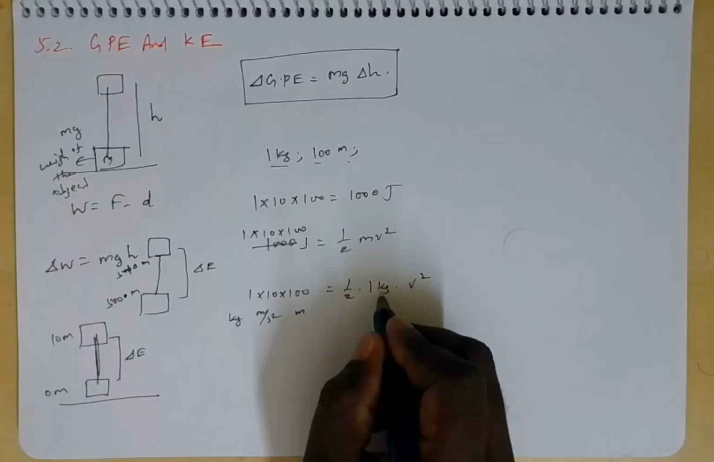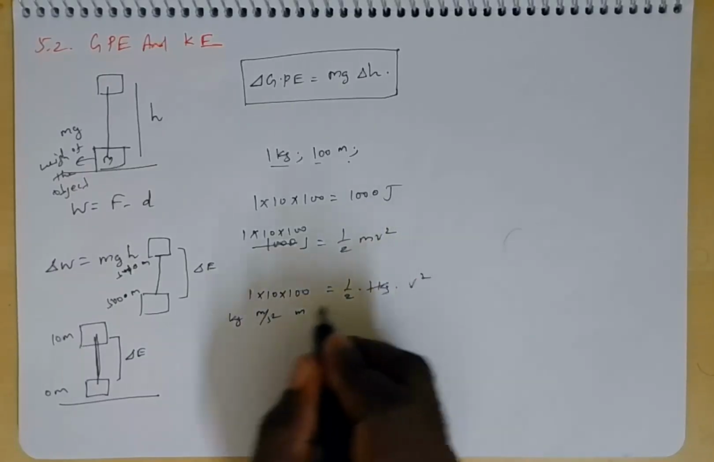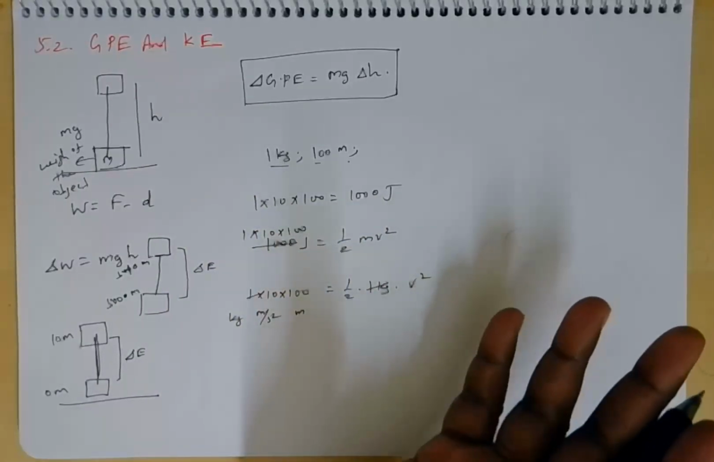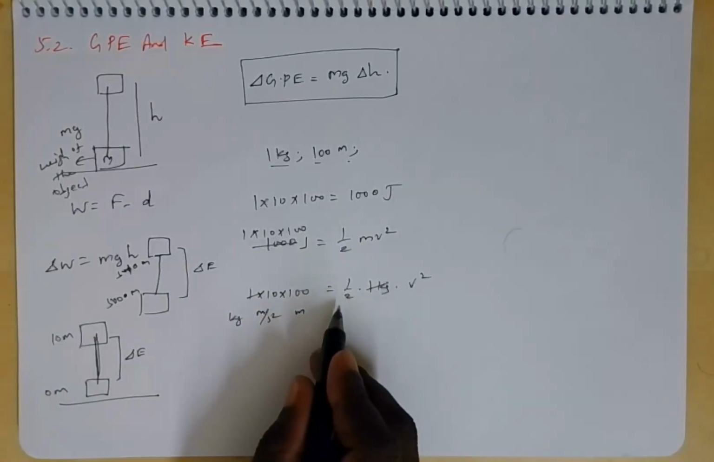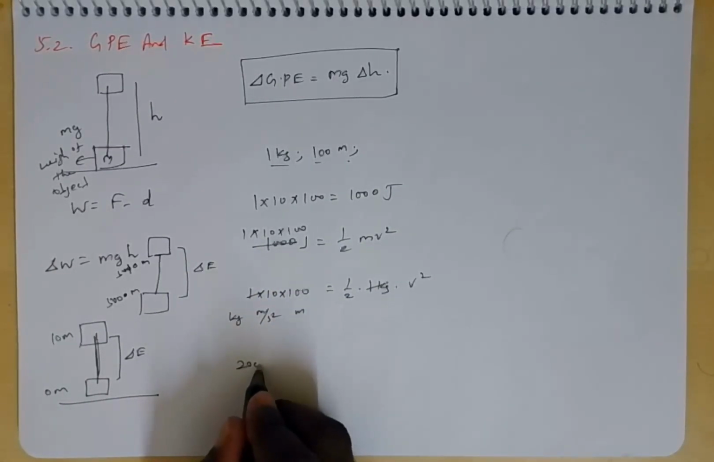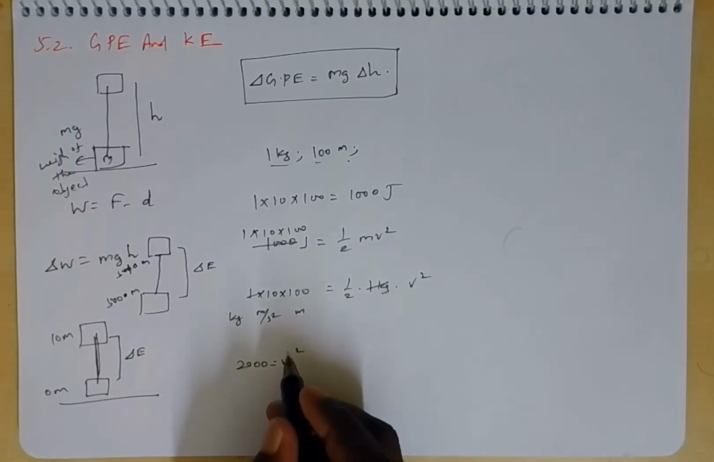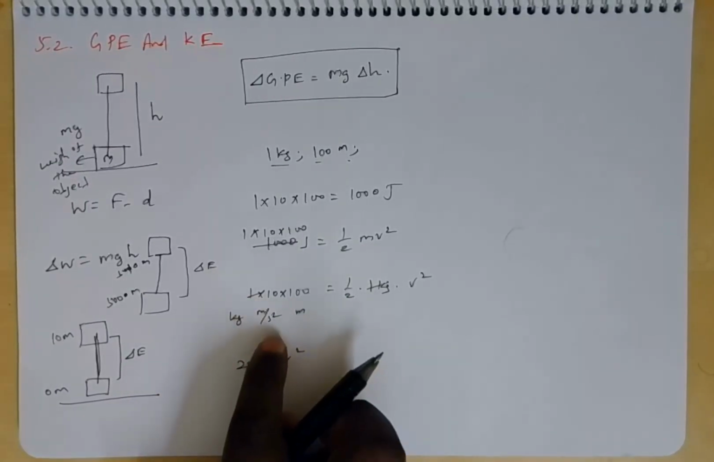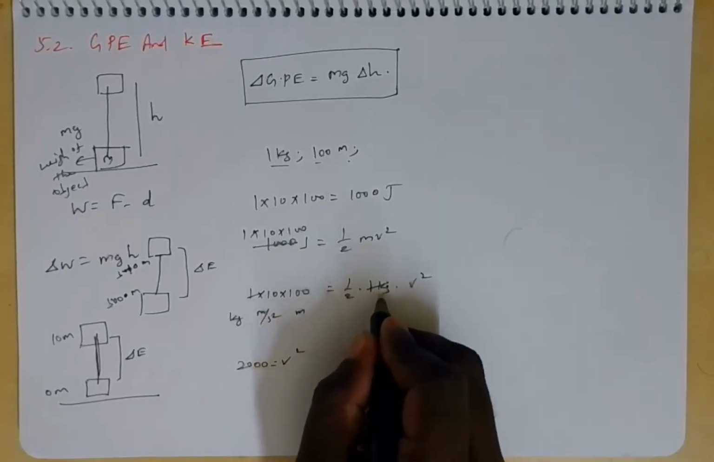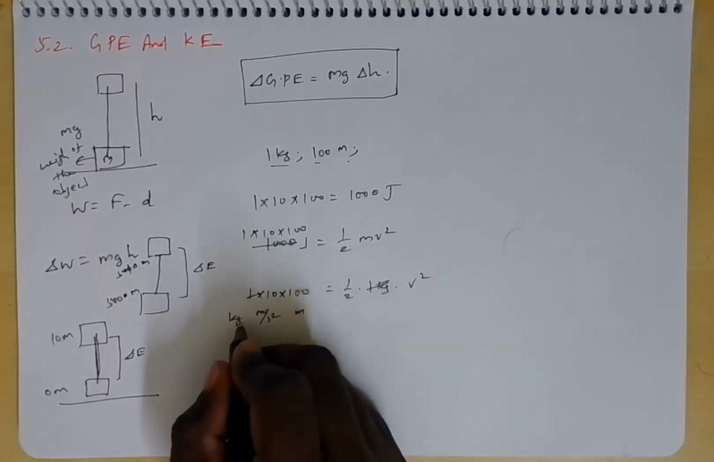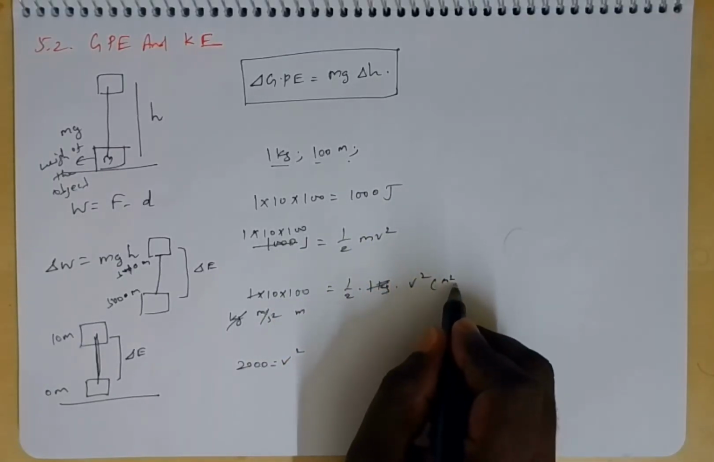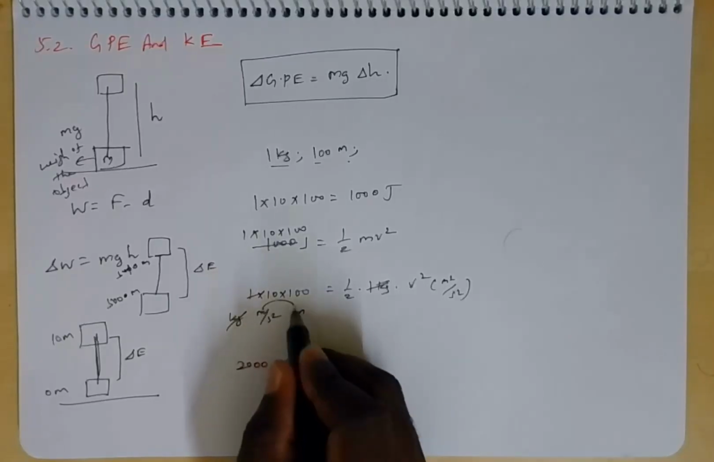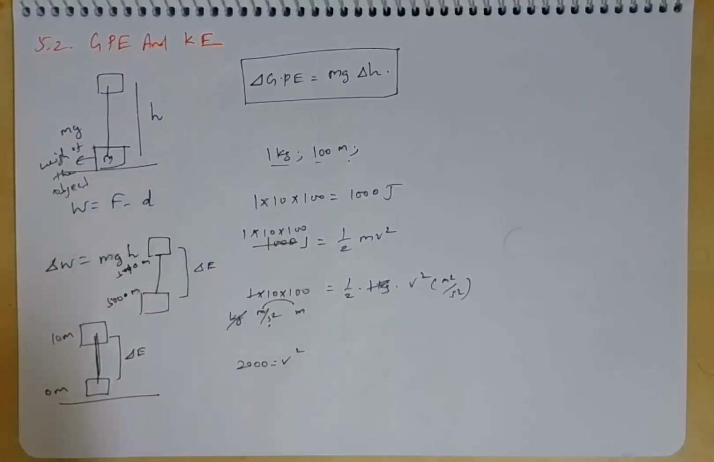So now what we'll get? In this case 1 and 1, so we don't care. But actually, if we write mgh, it'll be very useful. So 2 into 1000, 2000 is velocity square. And if you look at the unit, kg and kg got cancelled, right? Here we have meter square per second square. Here also meter into meter, so meter square per second square. So they will also perfectly cancel.